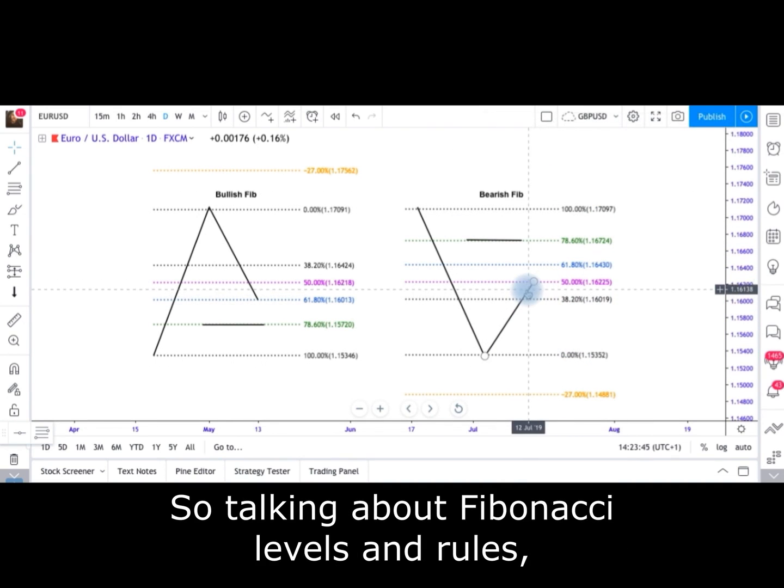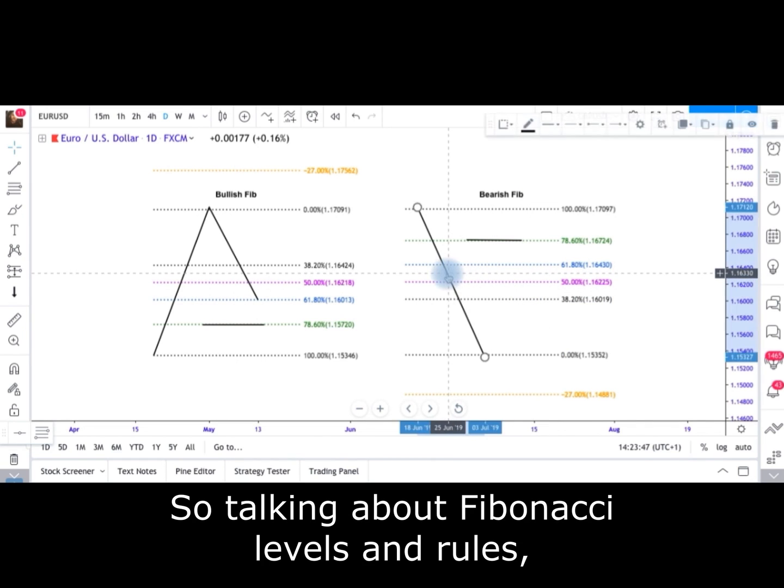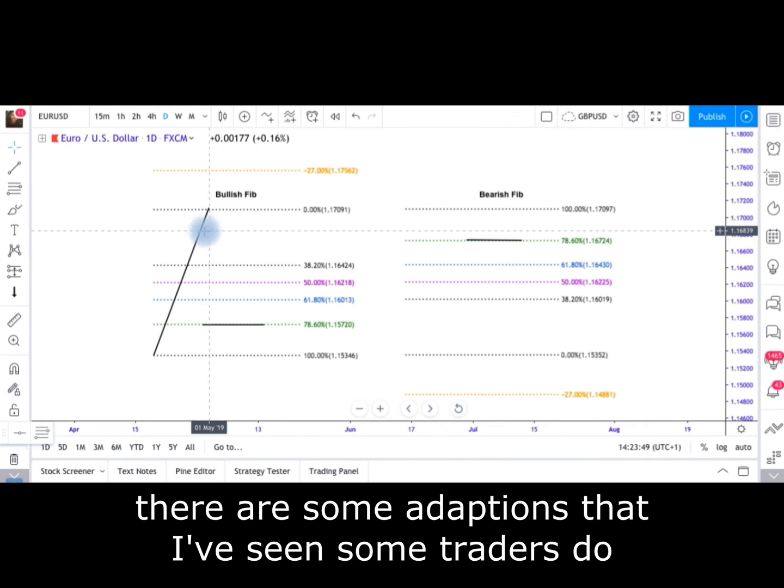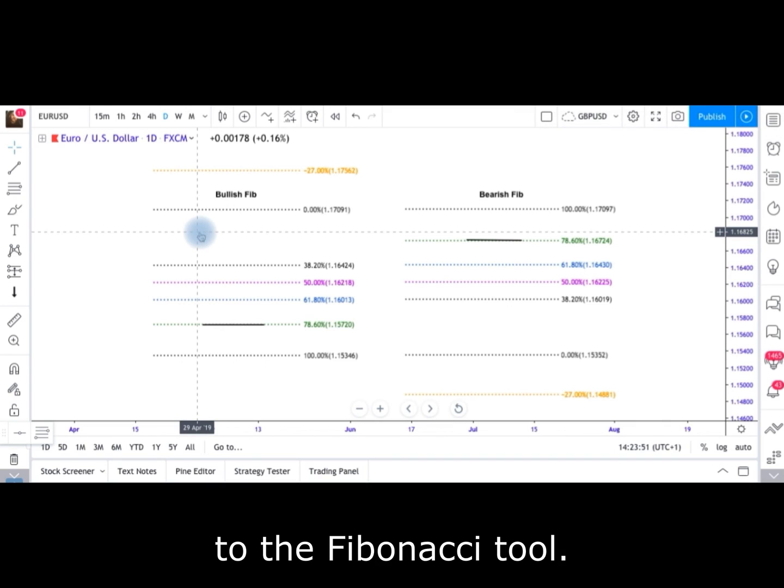So talking about Fibonacci levels and rules, there are some adaptations that I've seen some traders do to the Fibonacci tool.